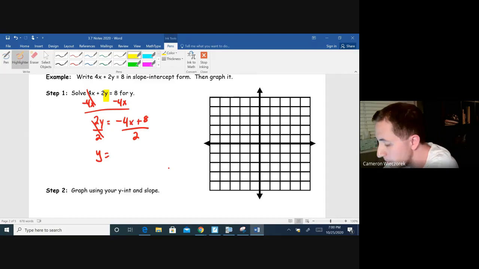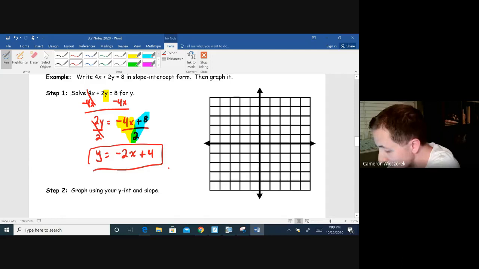You have to divide both of these pieces by 2. So negative 4x over 2, negative 4 divided by 2 would be negative 2, and then bring the x down. But don't forget to also divide the 8 by 2. Both of those pieces need to get divided. Positive 8 divided by positive 2 would be a positive 4.